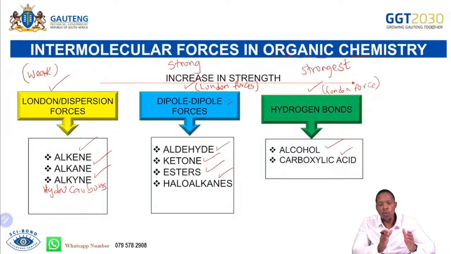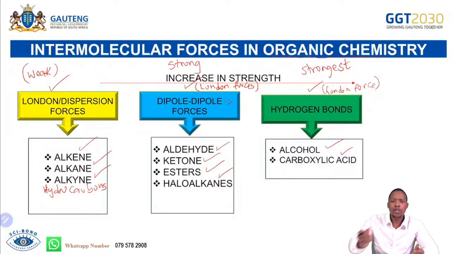So if you are given a molecule, and the molecule you're checking belongs to alkanes, then you can say, okay, this molecule is going to have a relatively low boiling point if you're comparing it to a molecule such as a ketone, for example. You will see it has a low boiling point.